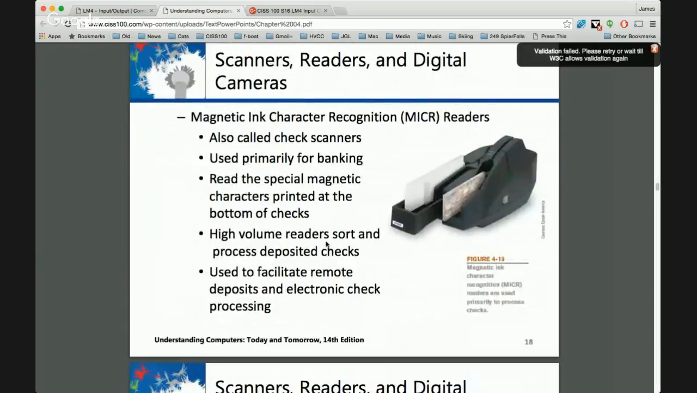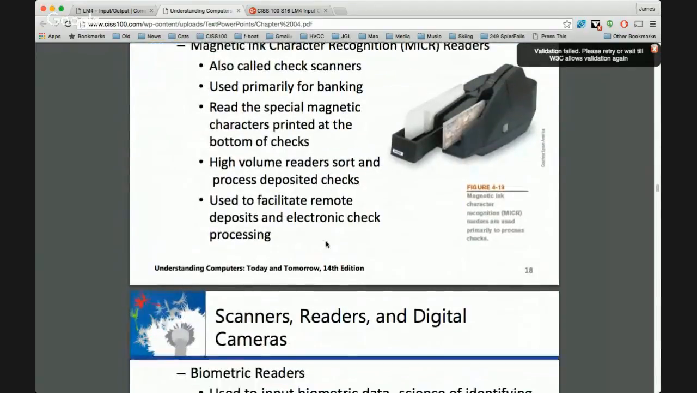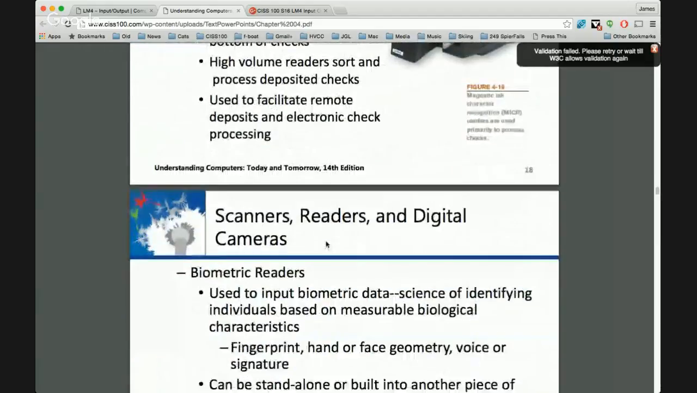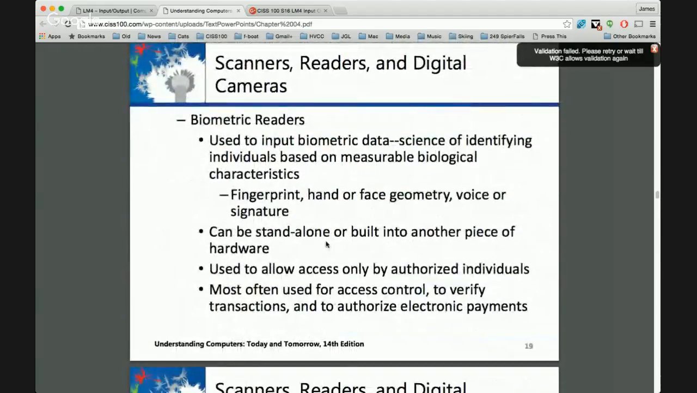Blow through this. I can't believe this is still in the text. People are taking pictures of their checks and depositing them with their phones. I don't even say anything. Biometric.